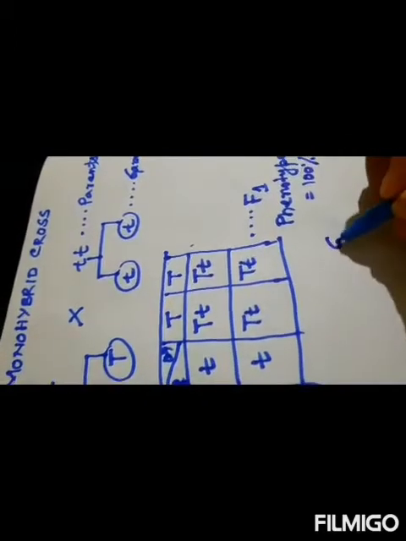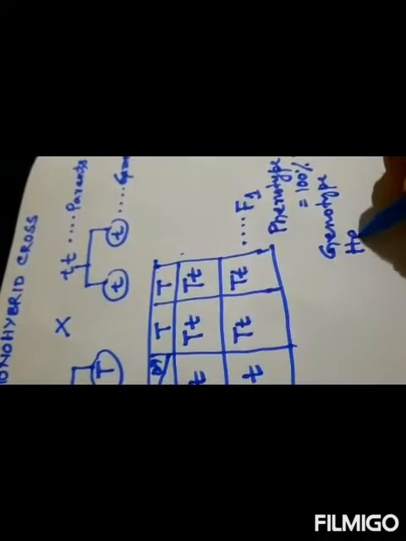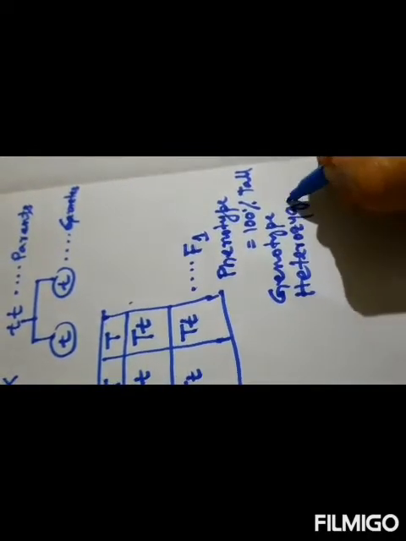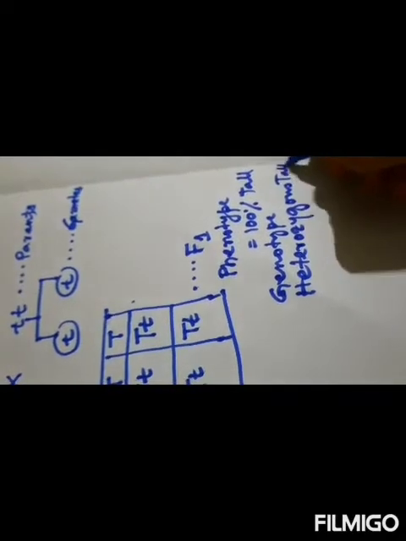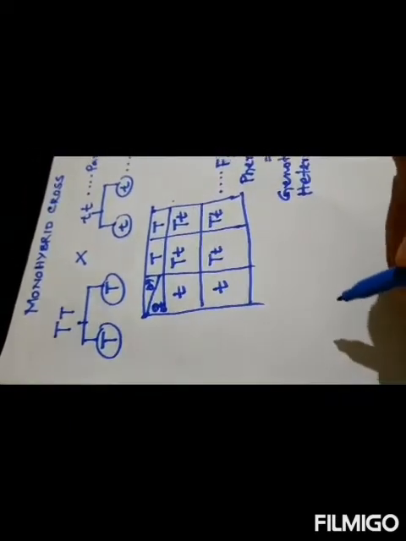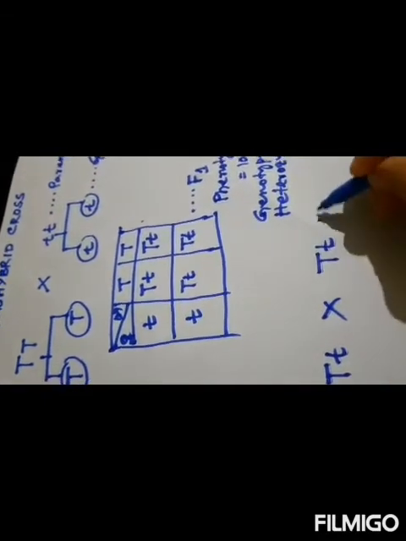And what is the genotype? Genotype is heterozygous tall. It is heterozygous because capital T is with small t. So heterozygous tall, that is also 100%. Okay. Now the next thing that he did was to cross the F1 generation with the F1 generation plant. So now the parents are capital T small t along with capital T small t.